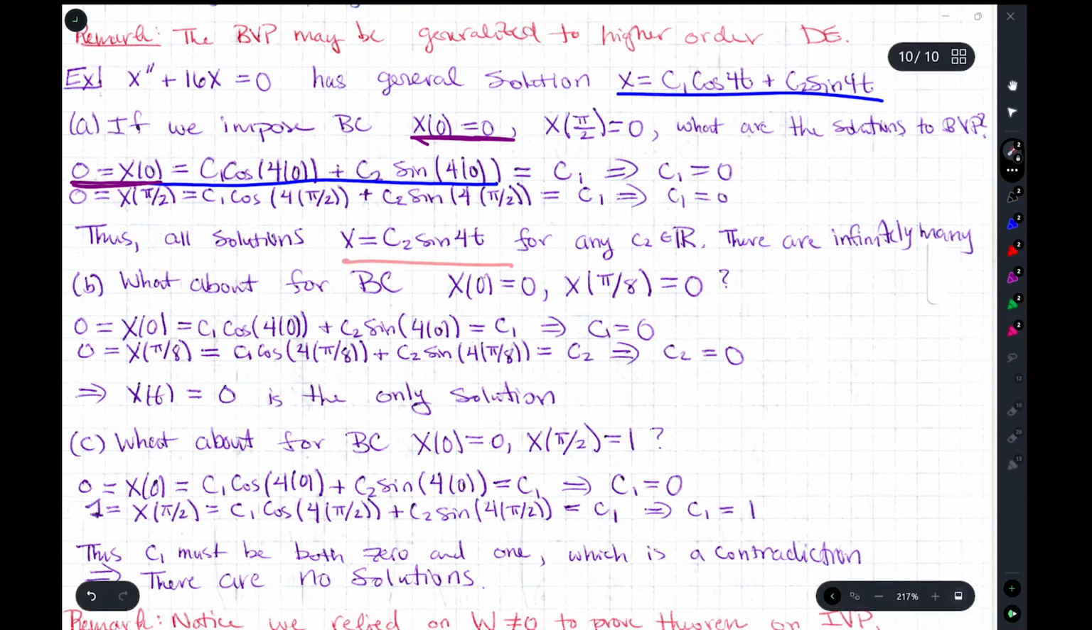And so we get many solutions. So we'll take this general solution, just put C1 equals 0, and now you have solutions that will respect these boundary conditions. So we have infinitely many of them for those boundary conditions. We found an infinite amount of solutions that satisfy the boundary conditions for part A.